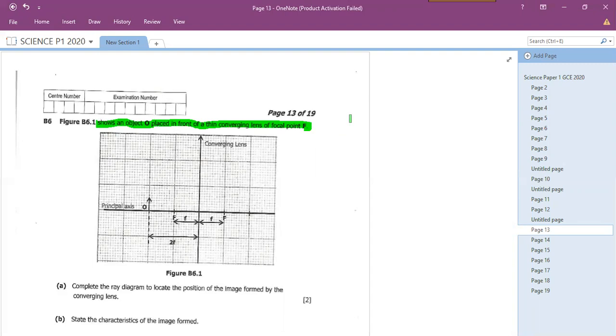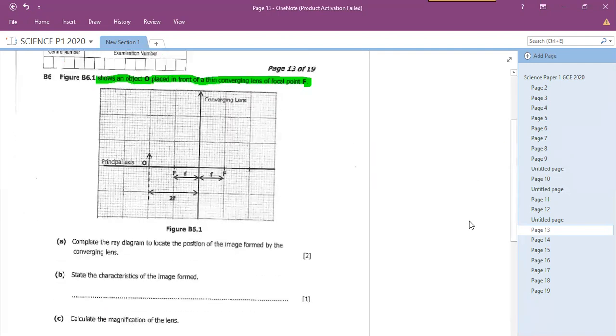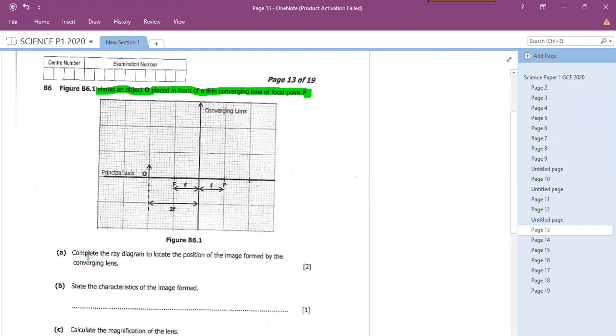So one way or another, because it's a converging lens, the rays have to converge at some point. And depending on where the rays converge, we can either form a real image or a virtual image. So the question continues and says, complete the ray diagram to locate the position of the image formed by the converging lens. So we have to look at this diagram critically.